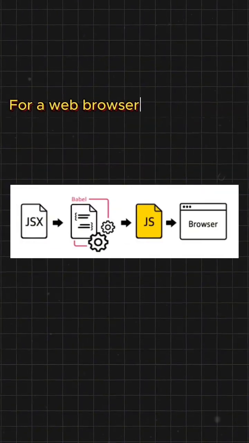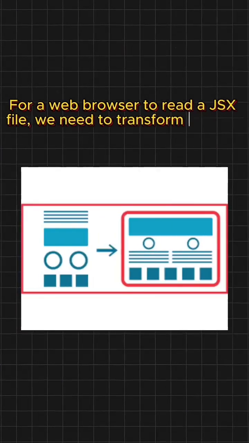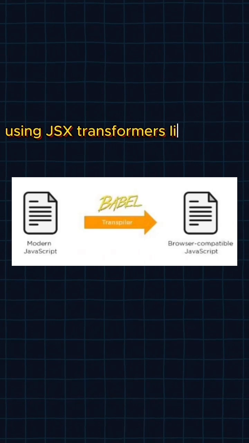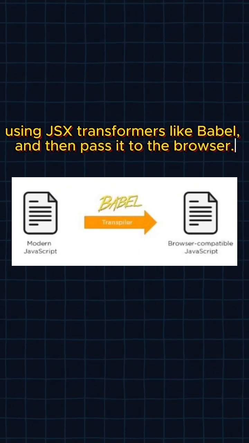For a web browser to read a JSX file, we need to transform the JSX file into a JavaScript object using JSX transformers like Babel, and then pass it to the browser.